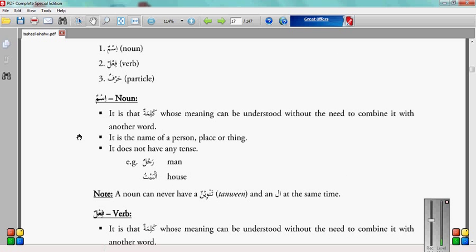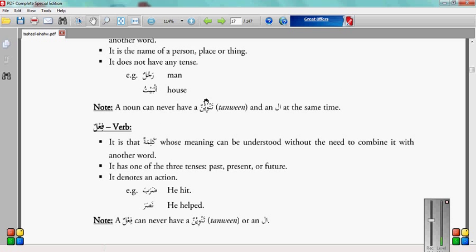Ism is a kalima whose meaning can be understood without the need to combine it with another word. Okay, and it is the name of a person, place, or thing. It does not have any tense. The word rajulun, when I say rajulun, man, you see a picture in your head of a man. Okay, you don't need any other words to help you understand that word. And al-baytu, same thing, you see a picture in your head, and again both of these have no connection to tense.